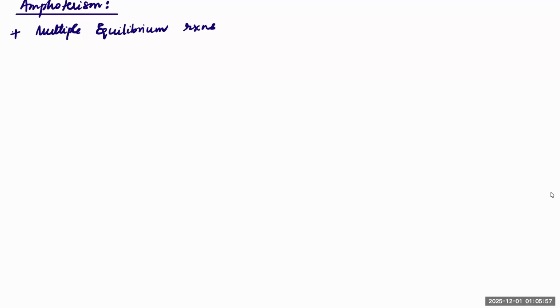Right, check out. The term we are looking at is amphoterism. Basically, we start with multiple equilibrium reactions. When you have multiple equilibrium reactions, then we say it has some amphoterism part.